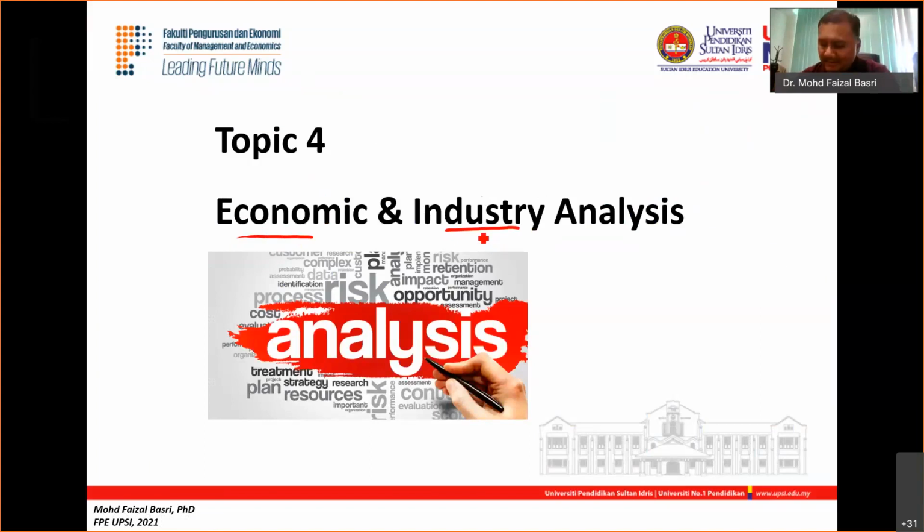Basically in investment, we're going to have 3 levels of analysis. Economic being the highest level, and then industry in the middle. And actually, we have another one, which is company analysis. The company analysis will be discussed in topic number 5. So topic number 4 and number 5 are actually interrelated. Topic number 5 will complete the whole structure of analysis with regards to investment.